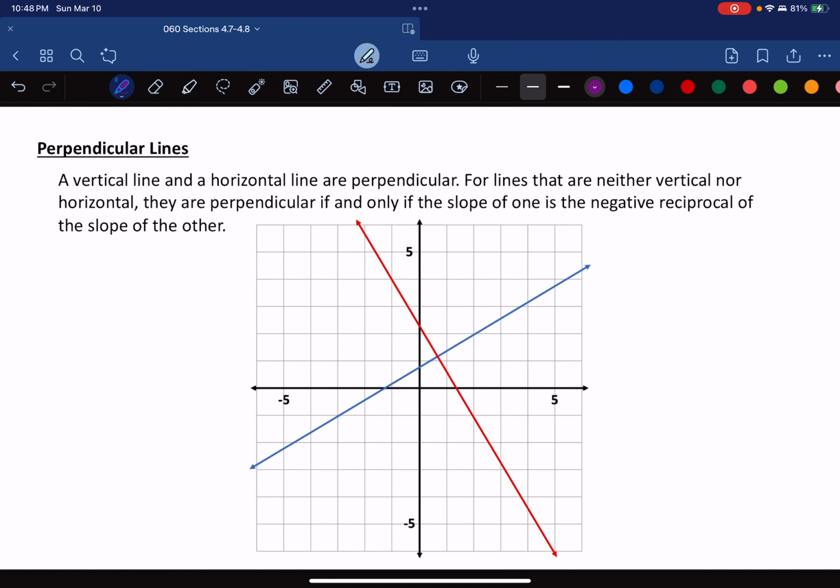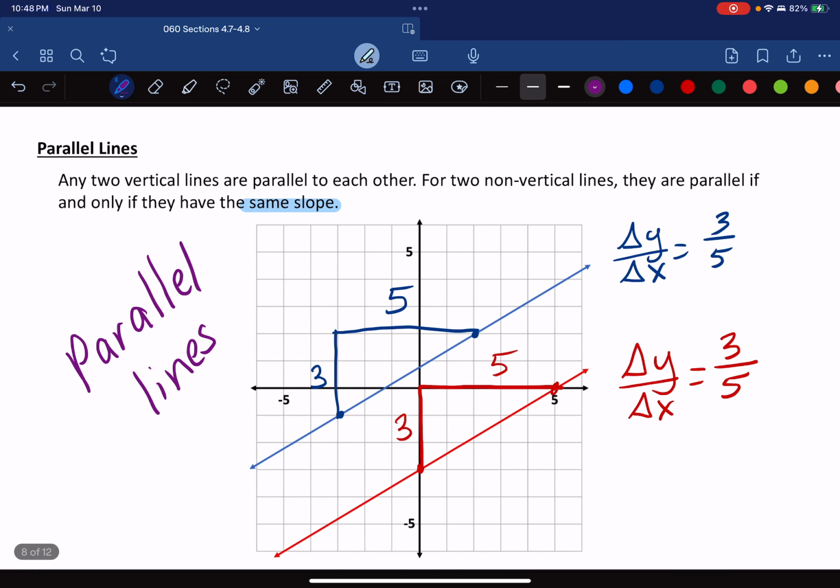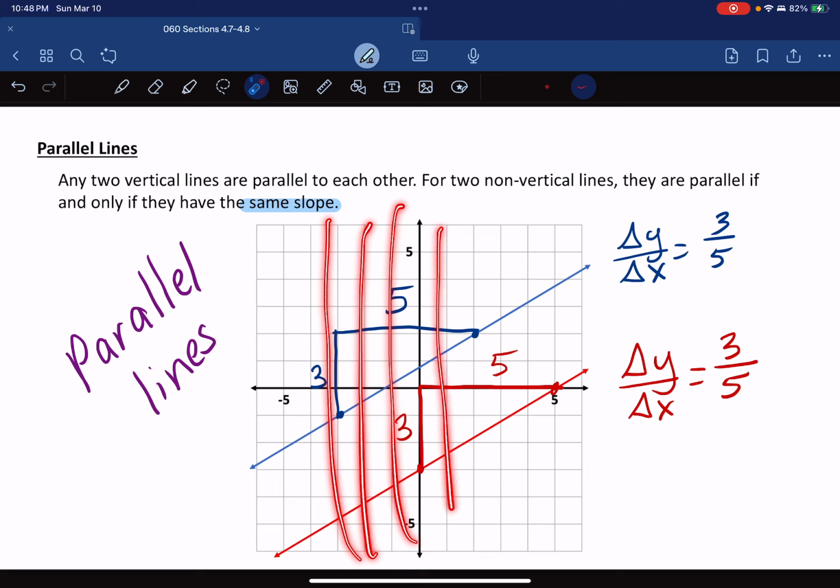Well, perpendicular lines are going to intersect at a 90-degree angle. Vertical and horizontal lines are always going to be perpendicular. And I didn't mention here that any two vertical lines are going to be perpendicular.